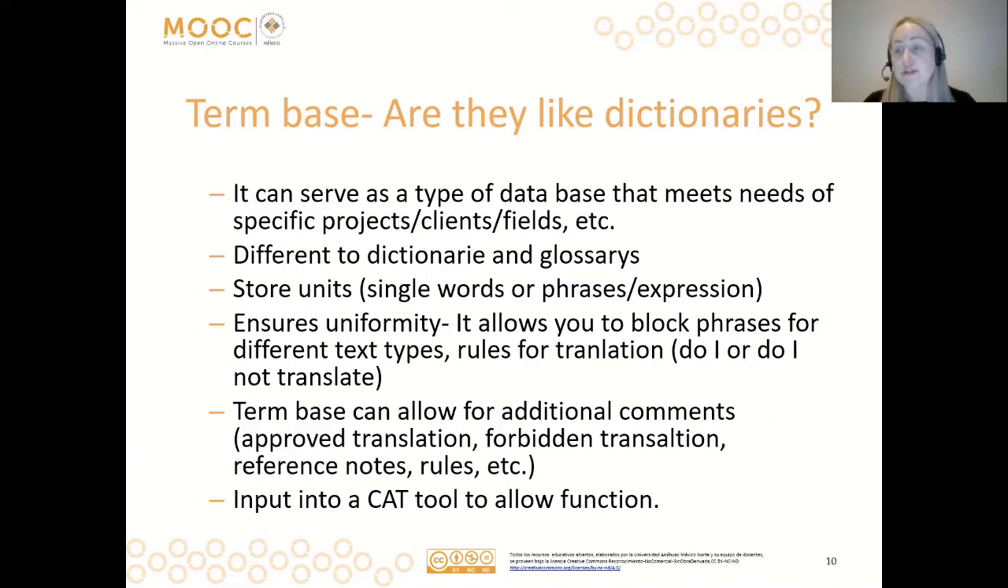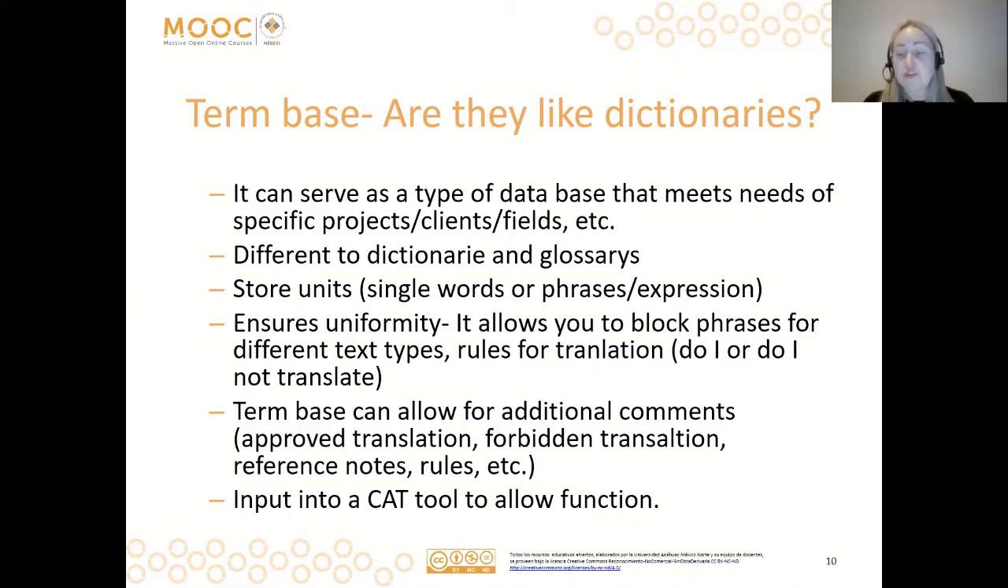So it's important to have something like this to help you out. In a term base, you can store linguistic units, as we call them. They can take the form of single words, like coche. They could take the form of phrases, like ¿qué tal? instead of ¿cómo estás? Or expressions. So they can be just left there alone.